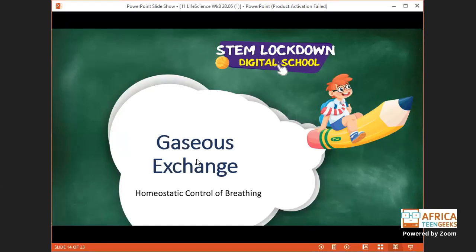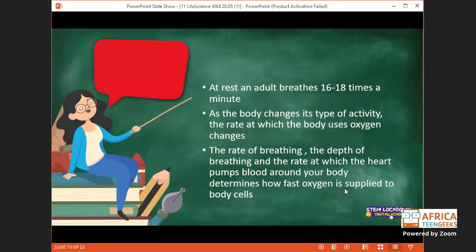Okay, so we are going to look at the second part of the human gaseous exchange system, which is homeostatic control of breathing. First to note is that at rest, an adult breathes 16 to 18 times a minute. And remember, at rest is what we call quiet breathing, okay? And then as the body changes its type of activity, the rate at which the body uses oxygen changes, right?